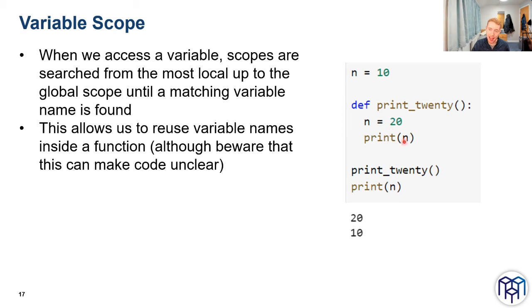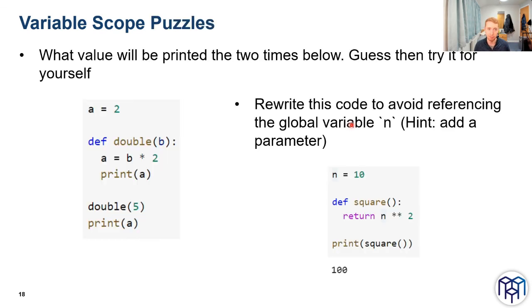And the reason that this n here refers to the inside one is that scopes are searched from the most inner one to the most outer one in that order. So we start by looking in the current scope. Well, there's an n here, great. If we hadn't defined n, then we would have printed out 10 instead, because we'd keep going up levels until we found a match. If we didn't find a match at all, well, then we get an error.